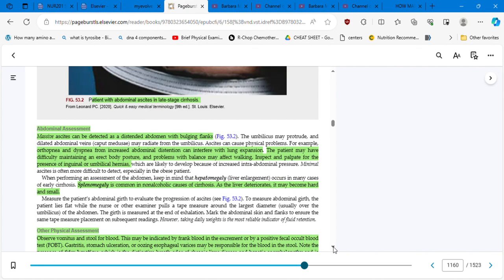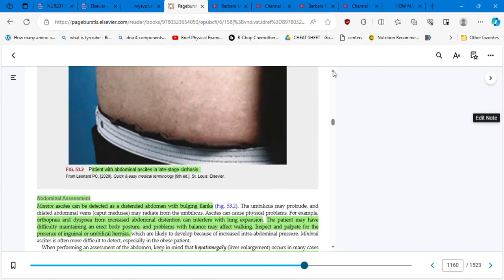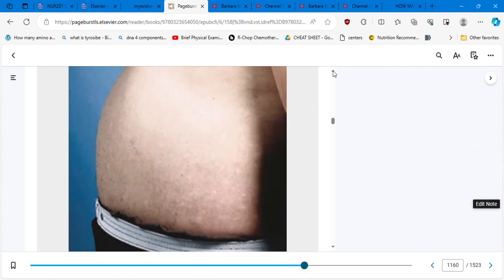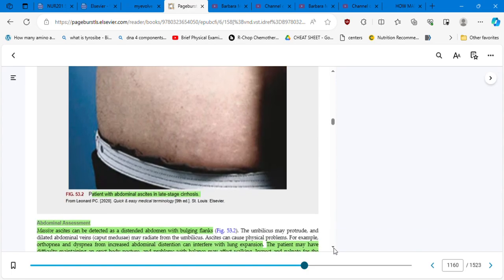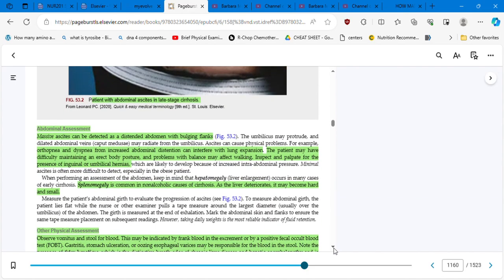Abdominal assessment. Massive ascites can be detected as a distended abdomen with bulgy flanks. Look, this is the ascites and the abdominal distension.